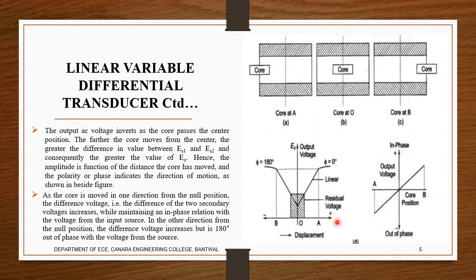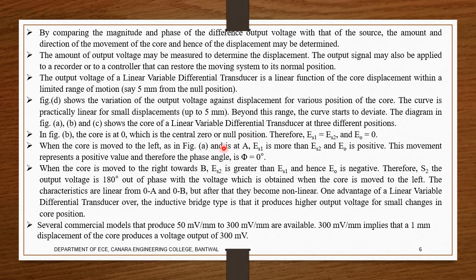Okay, some commercial models that produce 50 millivolts per millimeter to 300 millivolts per millimeter are also available. Here 300 millivolt per millimeter implies that a 1 millimeter displacement of the core produces a voltage output of 300 millivolt. So what it is trying to say is that, for example, even a small 1 millimeter movement causes 300 millivolt to be generated at the output voltage.